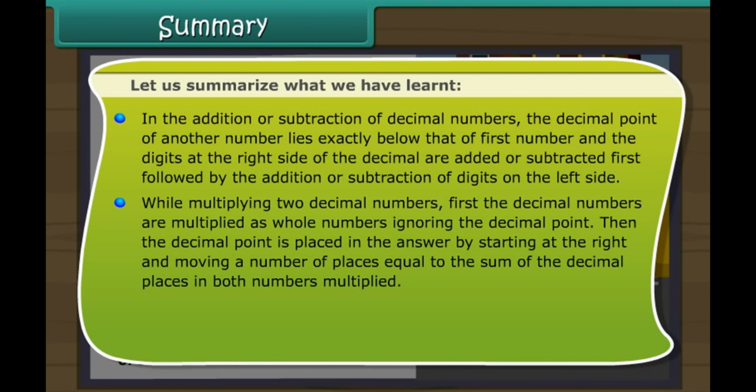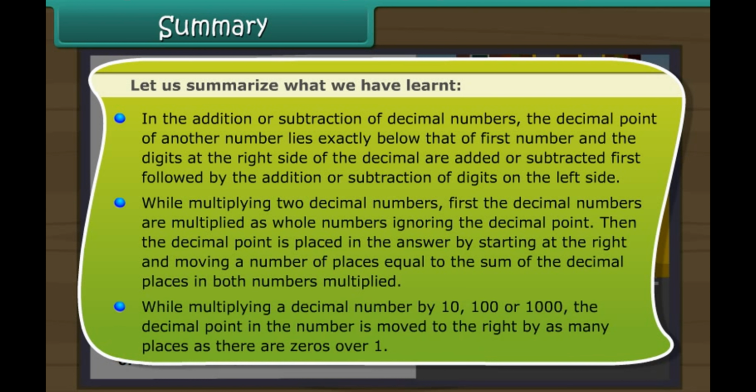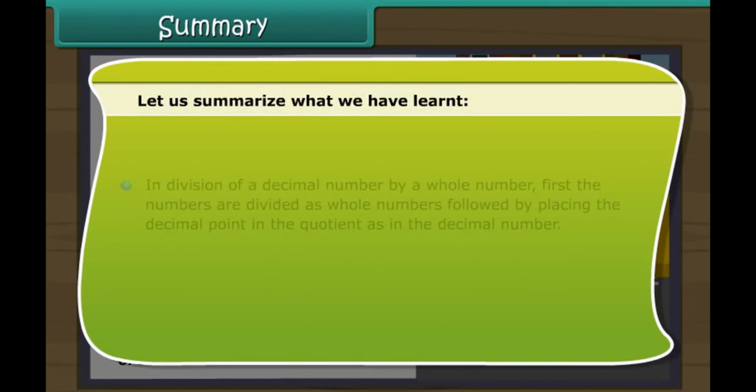While multiplying two decimal numbers, first, the decimal numbers are multiplied as whole numbers, ignoring the decimal point. Then the decimal point is placed in the answer by starting at the right and moving a number of places equal to the sum of the decimal places in both numbers multiplied. While multiplying a decimal number by 10, 100, or 1000, the decimal point in the number is moved to the right by as many places as there are zeros over 1.